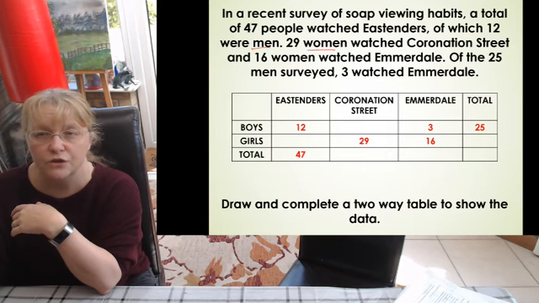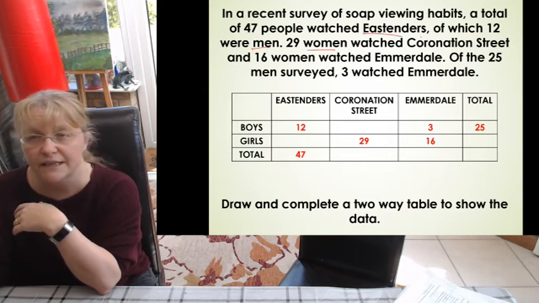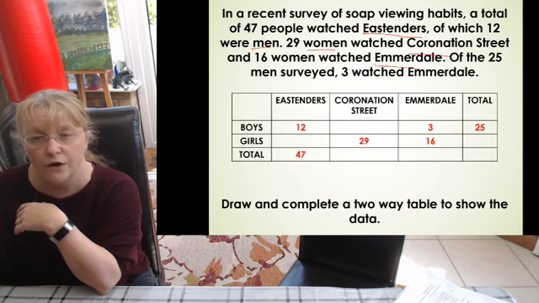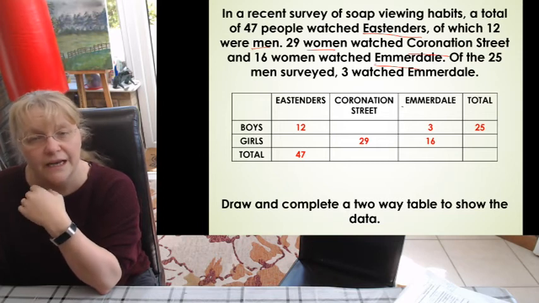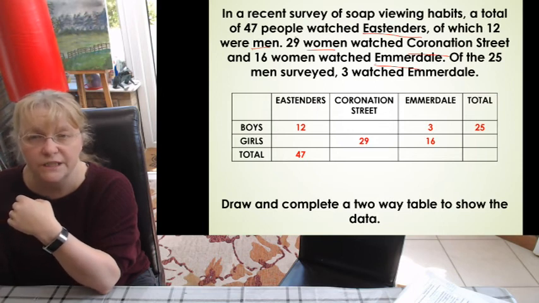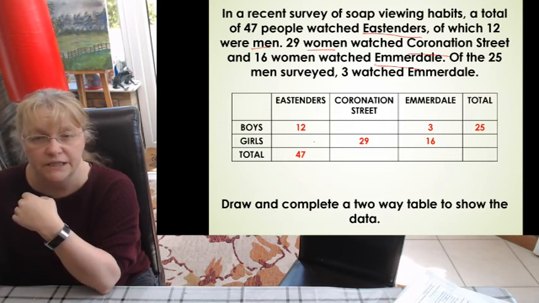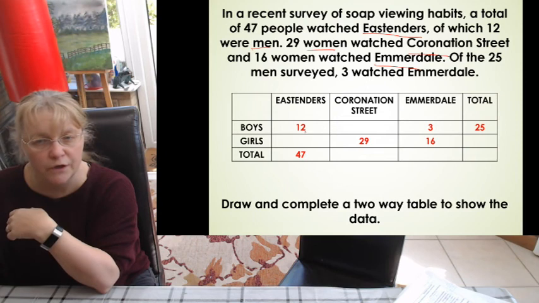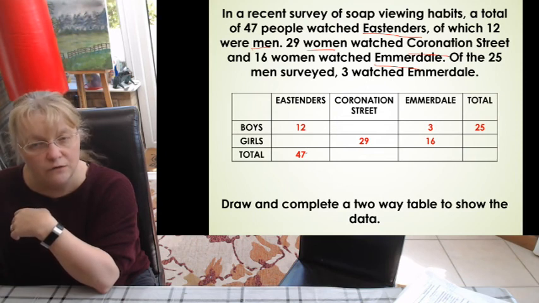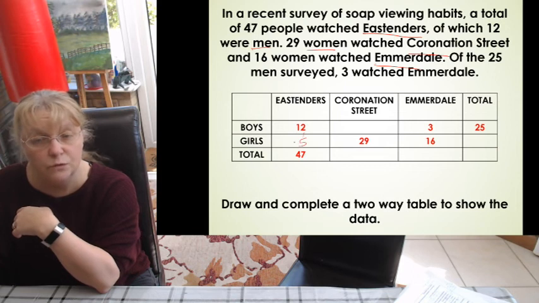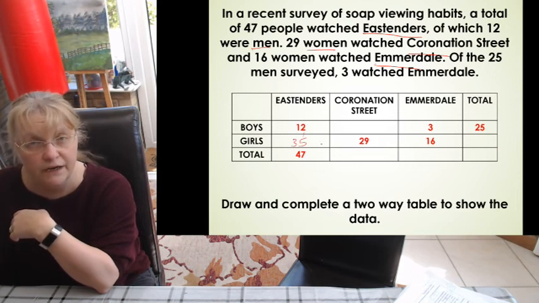And they're also talking about different soaps. So we have EastEnders, Coronation Street and Emmerdale. So 1, 2, 3. And then I add in the information that they gave me. So 47 people watched EastEnders. That was the total. 12 of them were men. So how many women were there? Well, what do I have to add to 12 to make 47? And that would be 35.